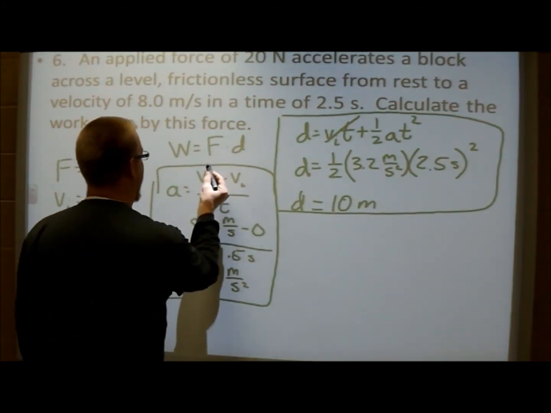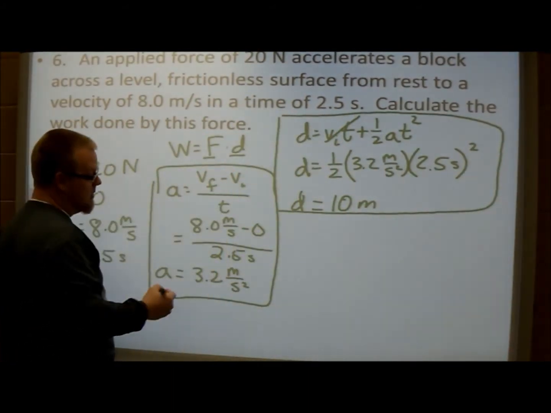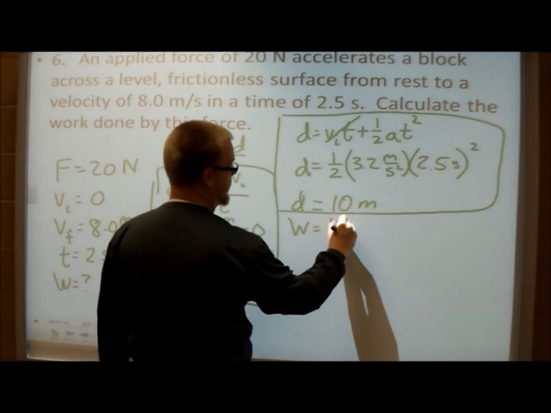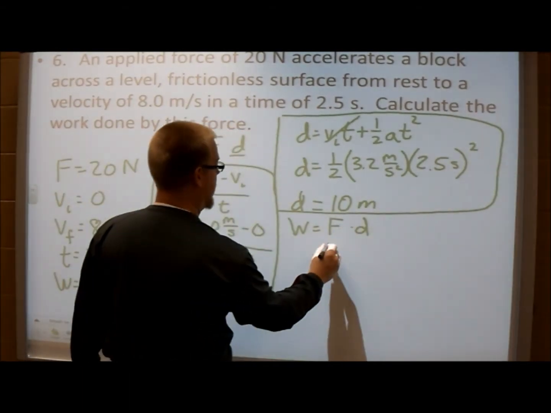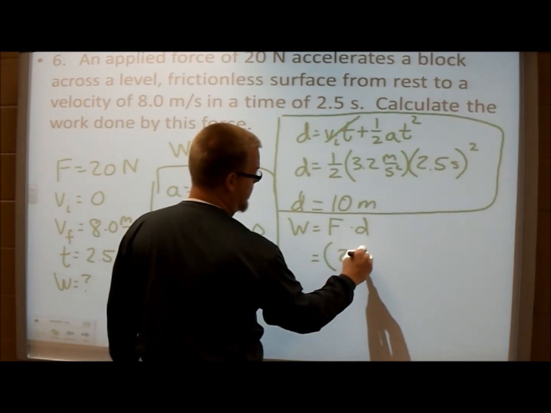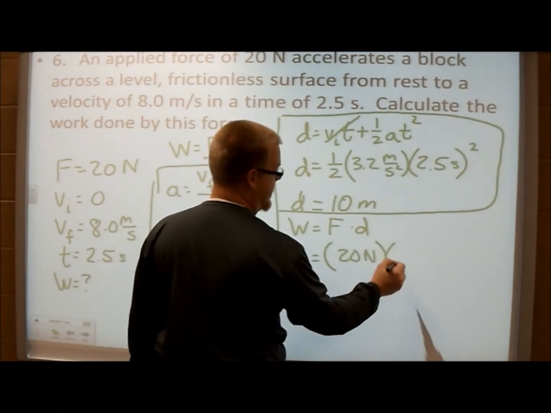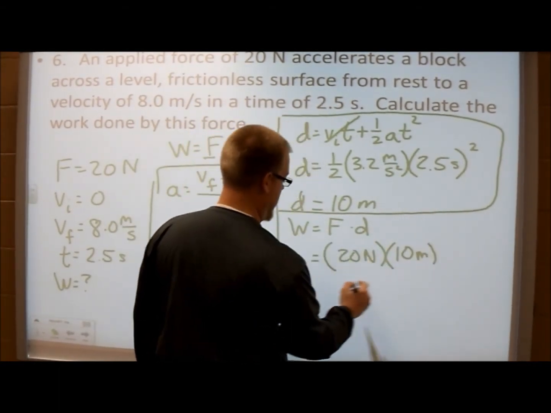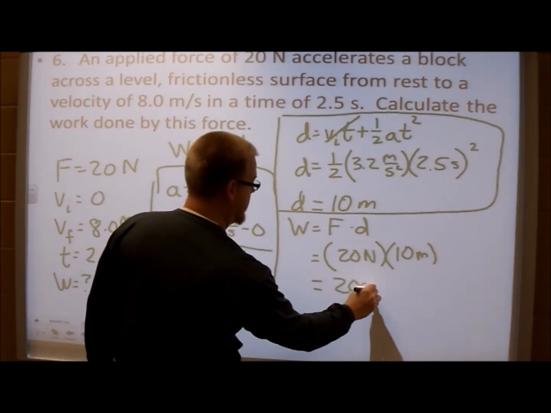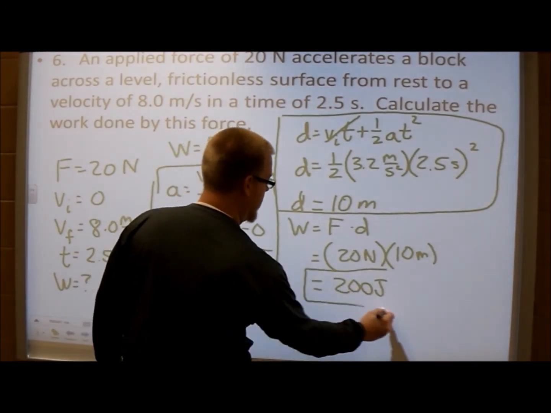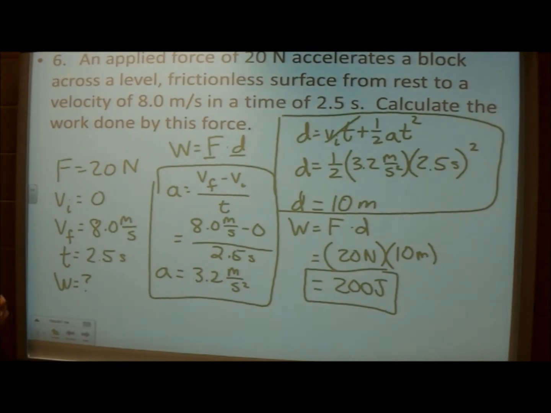Now, I have a force and I have found the distance. So work equals force times distance. What was my force? 20 newtons. What was the distance? 10 meters. So the work is 200 joules. Number 6.